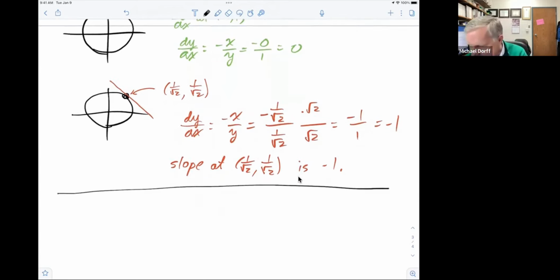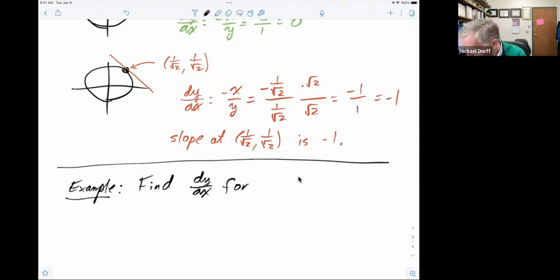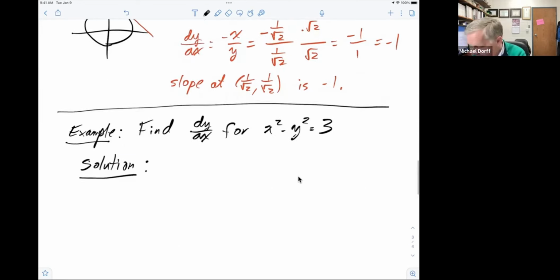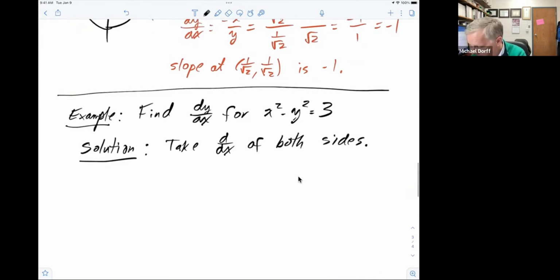All right, so let's do another example here. Let's look at this example where we have the function. We're going to try to find dy/dx for x squared minus y squared equals 3. So how do we do this? Well, we do the same thing. We're going to take d/dx of both sides of this equation.